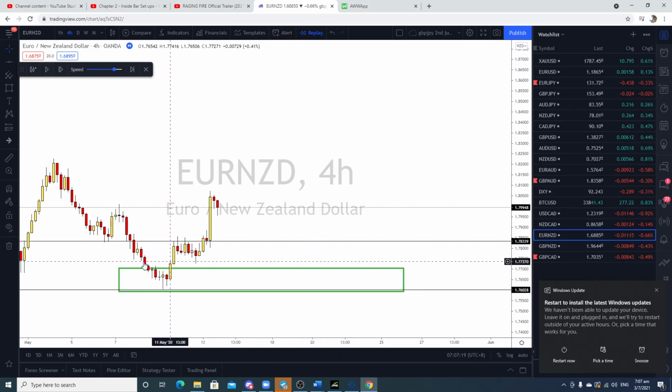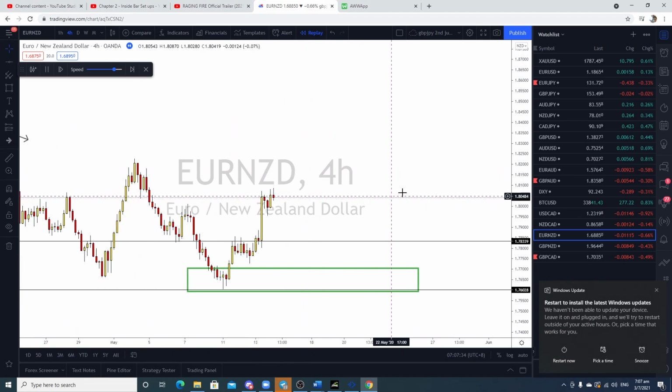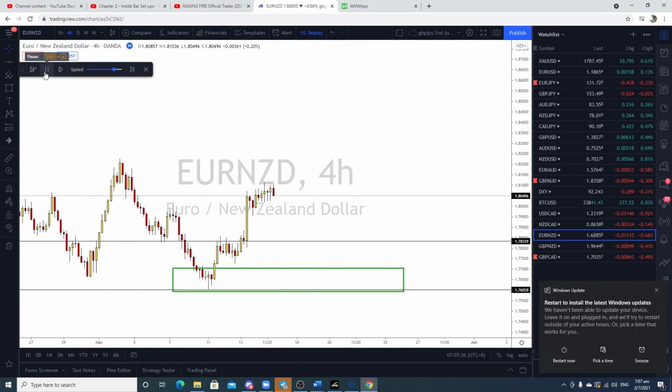Okay, so you see, for instance right now in this case, how we can approach this is that if price manages to close above this previous resistance, you can put this buy stop around here as well, and then your stop loss below here.